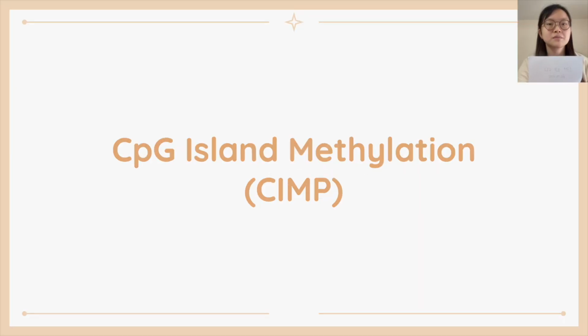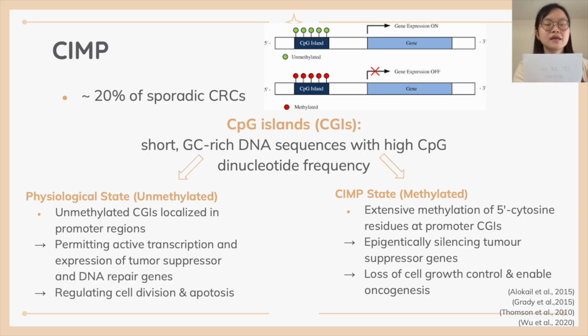The third molecular pathogenesis is the CpG island methylator phenotype, CIMP. CpG islands, CGIs, are short GC-rich DNA sequences with high CpG dinucleotide frequency. Normally, promoter CGIs are unmethylated, enabling transcription and expression of tumor suppressor genes to regulate cell growth and apoptosis. CIMP accounts for approximately 20% of sporadic CRCs.